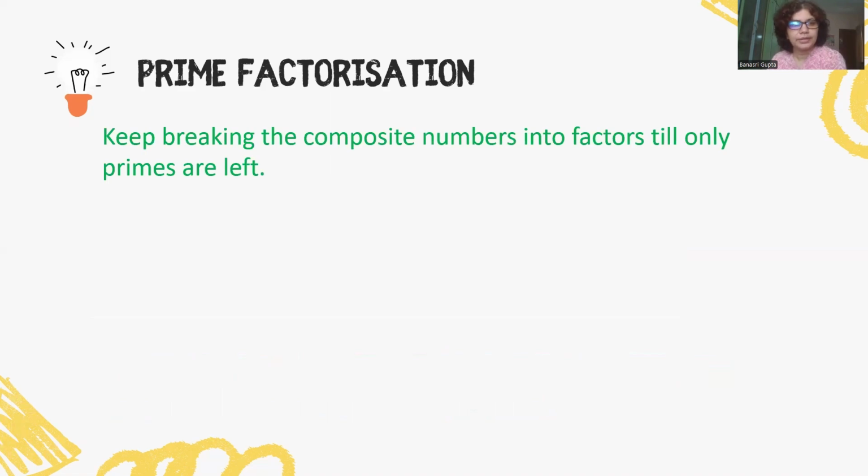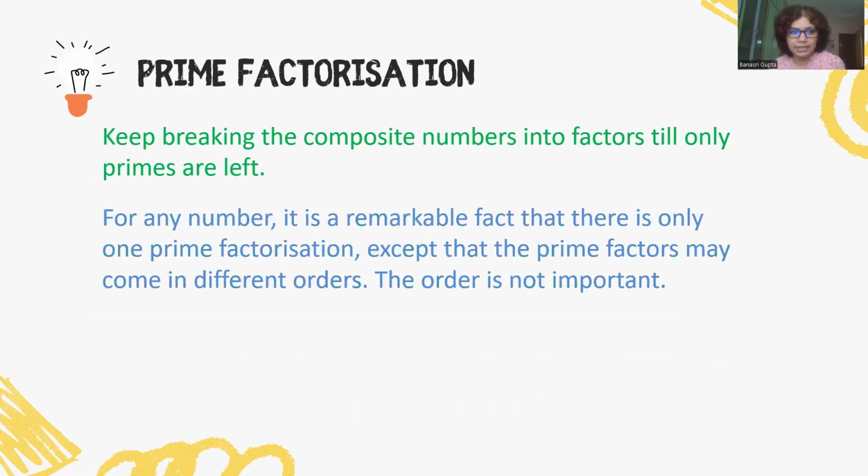Next, we come to the prime factorization. Keep breaking the composite numbers into factors till only primes are left. For any number, it is a remarkable fact that there is only one prime factorization, except that the prime factors may come in different orders. The order is not important.